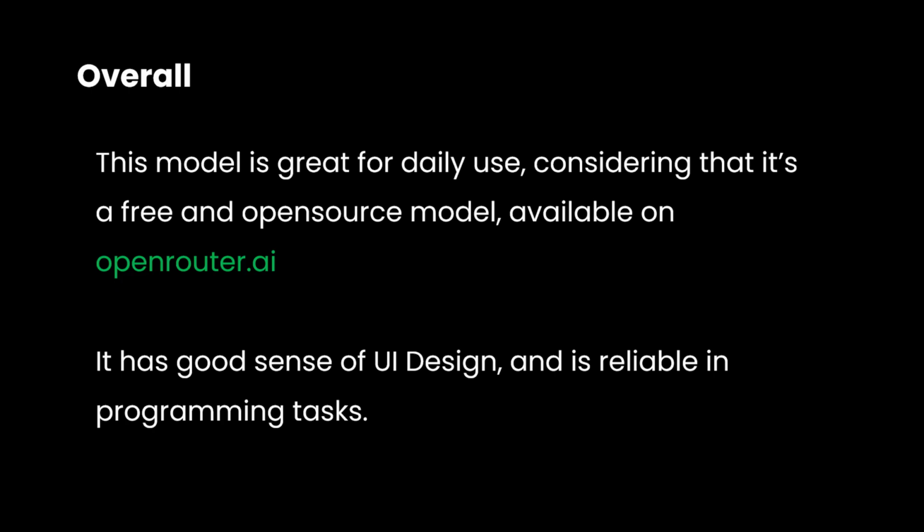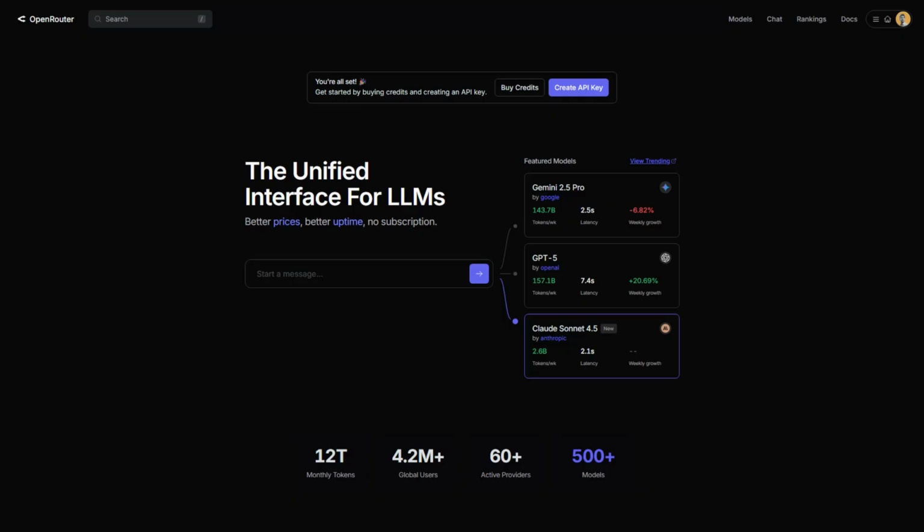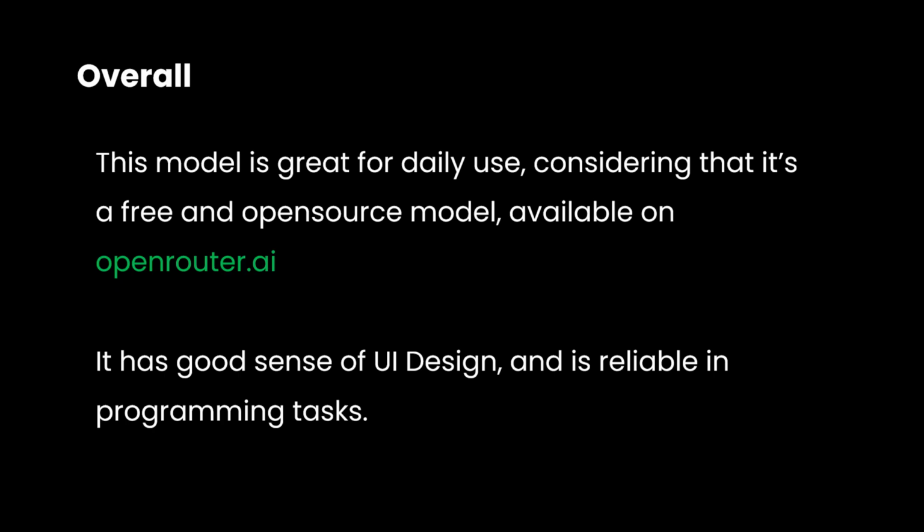So, in conclusion, this model is great for daily use, considering that it's a free and open source model available on OpenRouter. It has a good sense of UI design and is reliable in programming tasks. You can use this model via KiloCode, which provides $20 of free credits after signing up, or use Cline by using your API key from the OpenRouter keys, which you can generate by yourself.